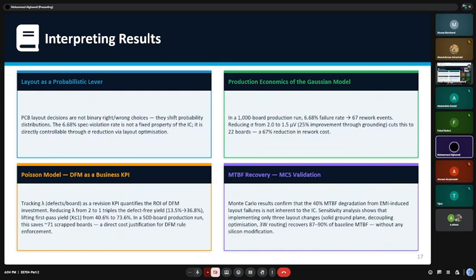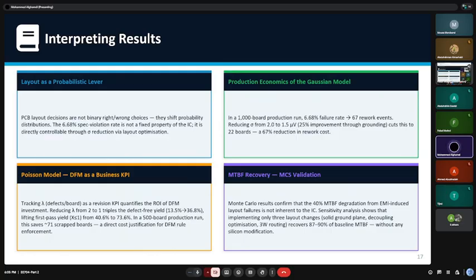Poisson model for design for manufacturing as a business KPI. We can track lambda, defects per board, or X, as we mentioned in the slides before, as a revision KPI. Production economics of the Gaussian model.